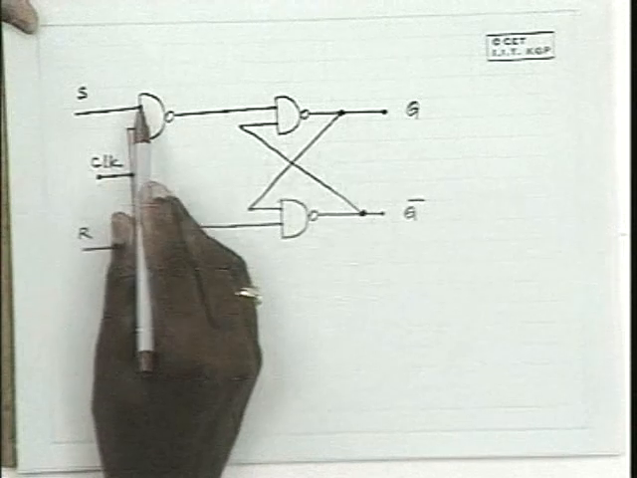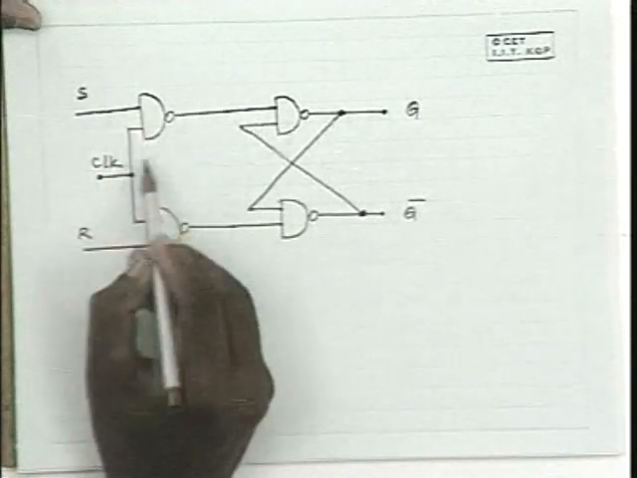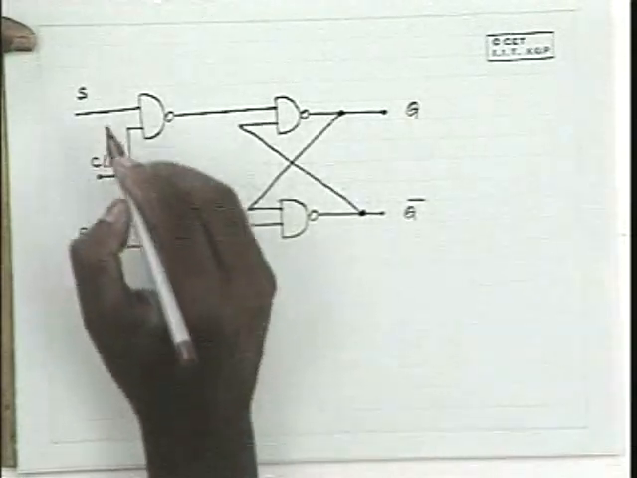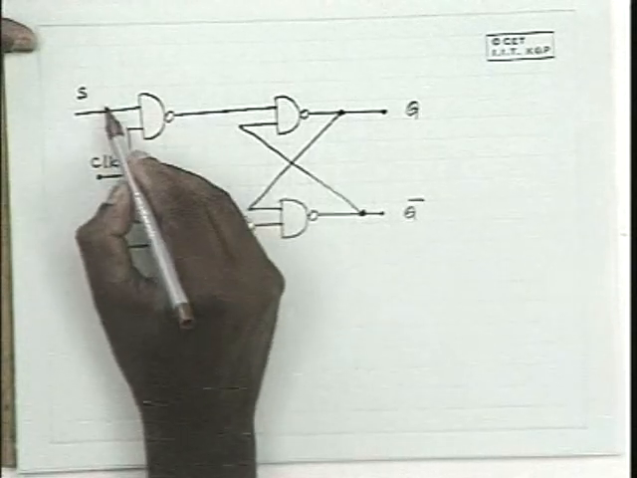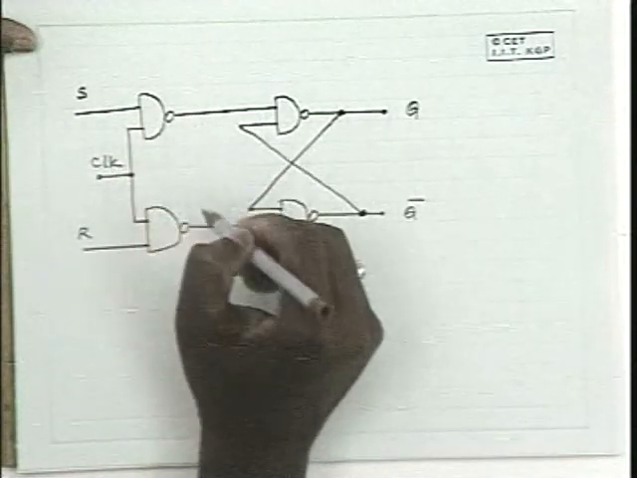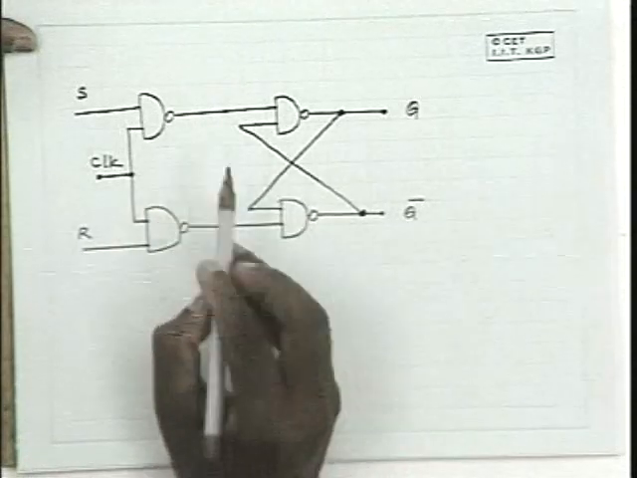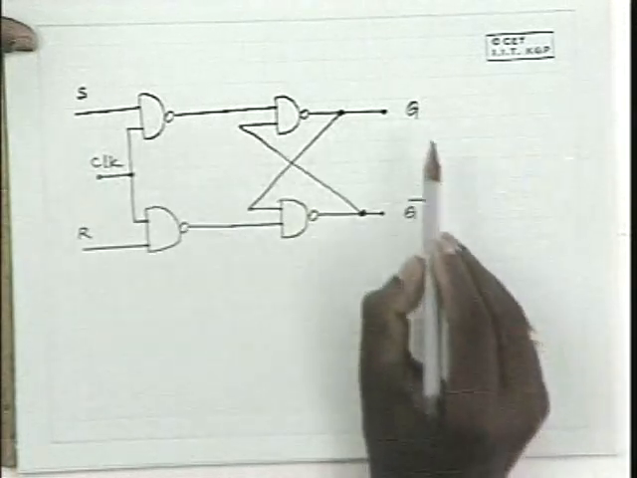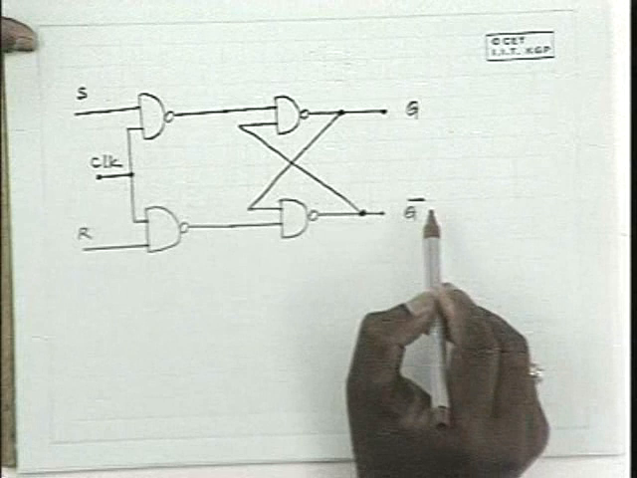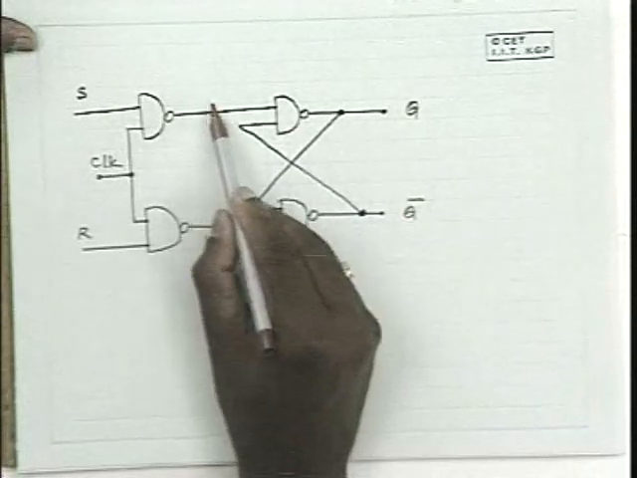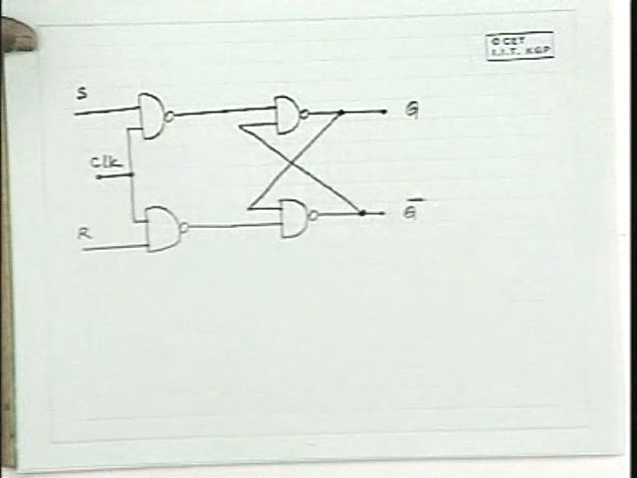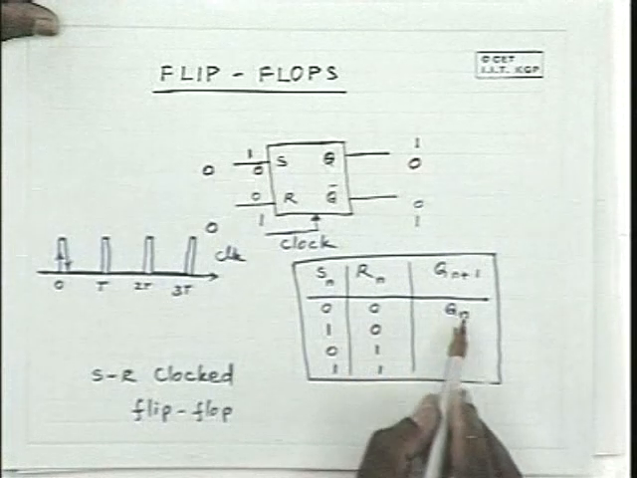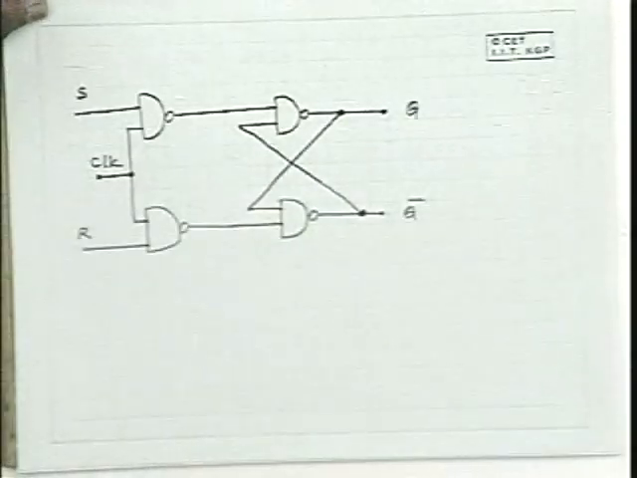Now through the NAND gates, a NAND gate can be used as a control gate, then we apply the clock here. As we have seen, when these two outputs are 0, 0, there is no change in the state. Either it is 1, 0 or 0, 1, the state doesn't change as long as this remains at 0, 0. So this is what we observed for 0, 0, the output state remains the same. It doesn't get disturbed.